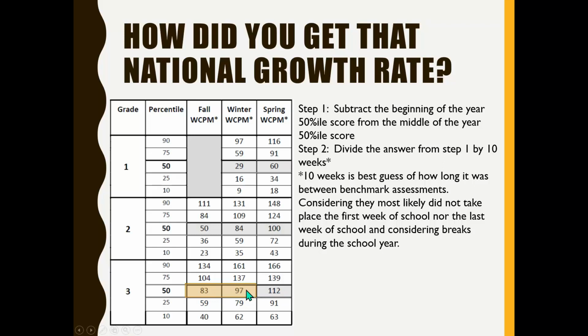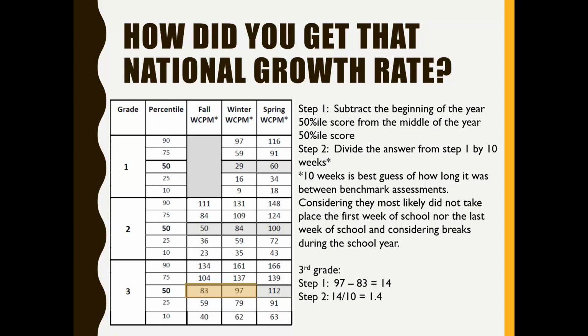So you'd subtract 97 from 112, whatever your answer was for that, which would be, well, let's do that real quick. 3 and 12, that is the subtraction problem right here, is going to be 15 words. 15 words divided by 10 weeks is about 1.5. So growth is about 1.5 there from the middle of the year to the end of the year. Again, not an exact science on the rate of improvement, but it tends to work out for our purposes.